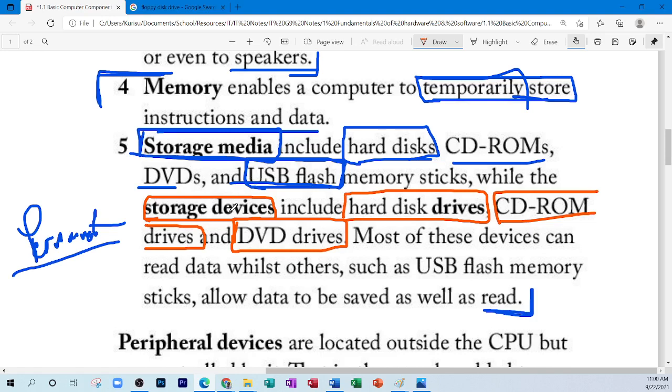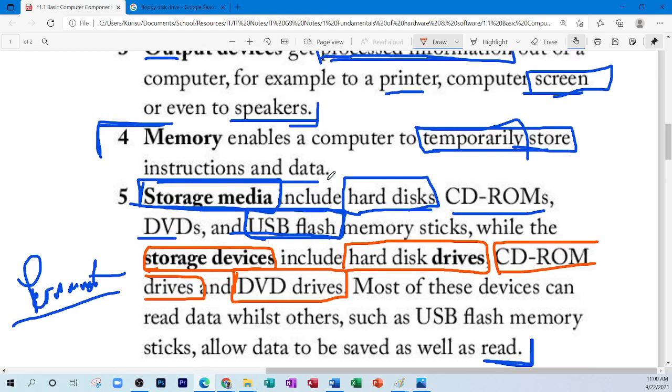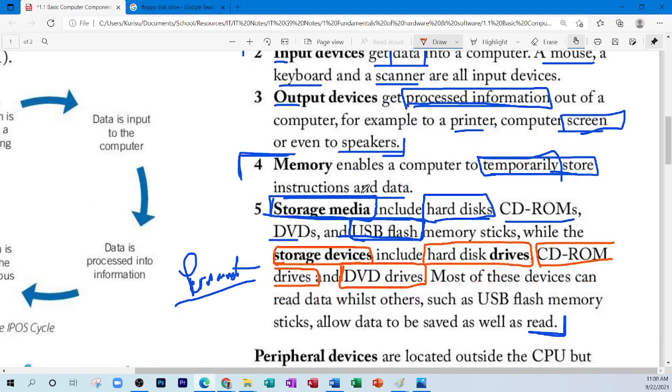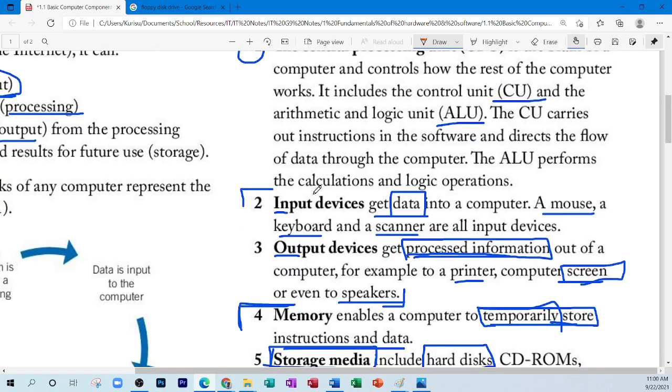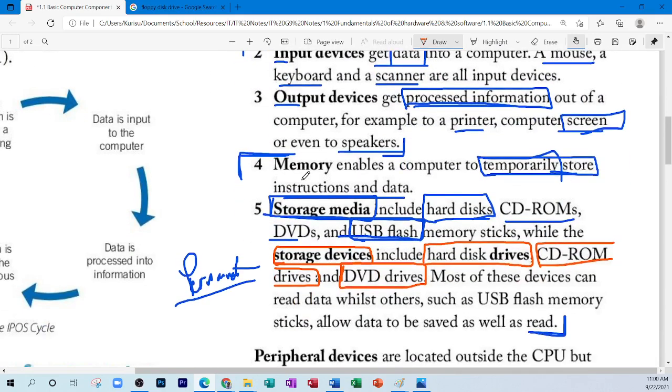Storage devices do not store data. They only help to transfer the data. That's their purpose, to transfer the data from the media to the computer. The storage media is what stores the data. Now, so those are our five categories of hardware: CPU, input, output, memory, and storage.